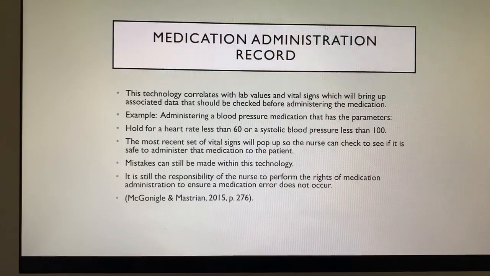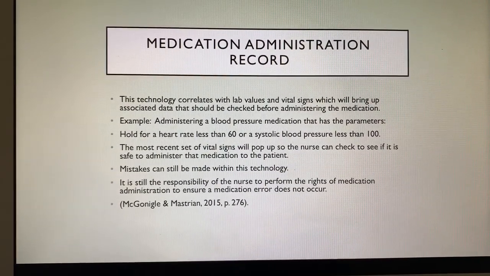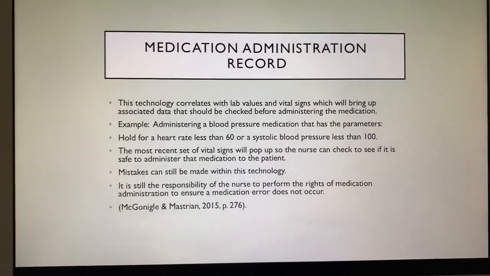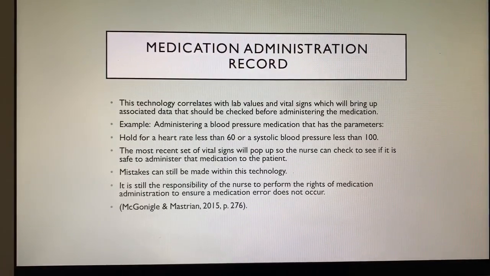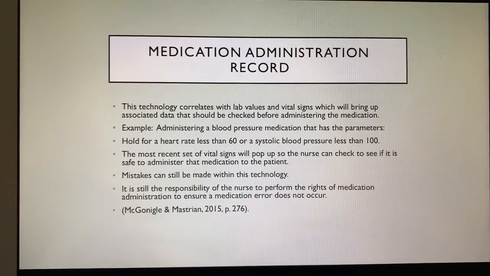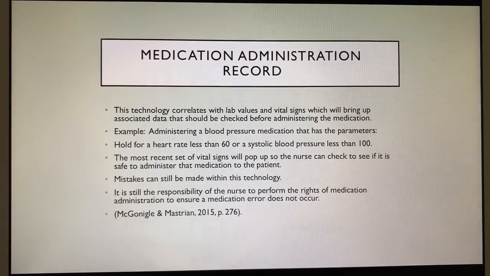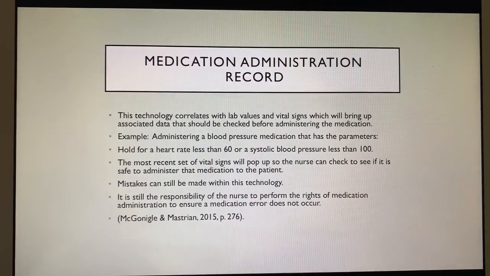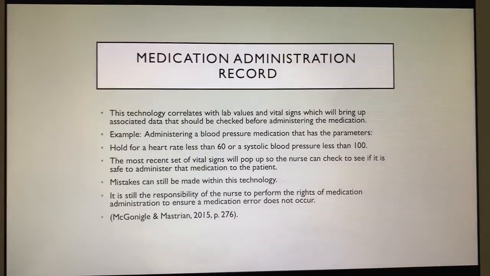So if the most recent set of vital signs say that the patient's heart rate was 55, the nurse will then hold that medication because of the parameters that were listed underneath the medication, and the nurse then knows it is unsafe to give that medication.